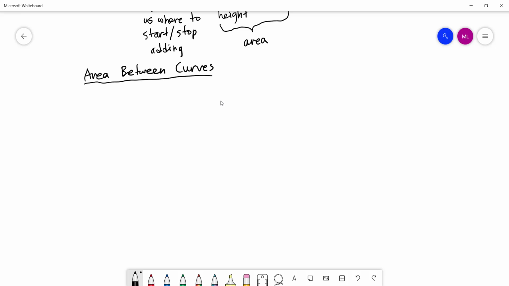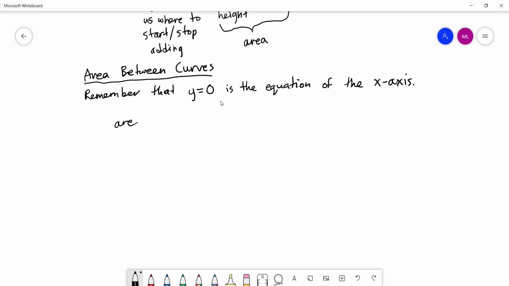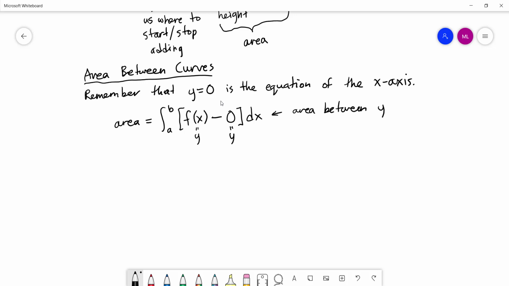Well, all we need to do is remember that y equals 0 is the equation of the x-axis. And so what we did when we found the area under the curve, between the curve and the x-axis, was essentially this. Our area that we just talked about was really equal to the integral from a to b. You can think of it as f of x, that was the curve that we had on top, minus 0. So I had a y equals f of x on top, I had a y equals 0 on bottom, and if I subtract the two, this gives me the area between y equals f of x and the x-axis. But what if instead of using y equals 0, what if we use some other function?